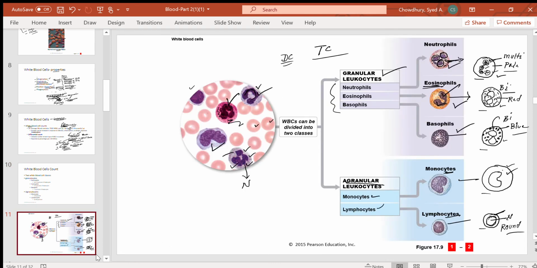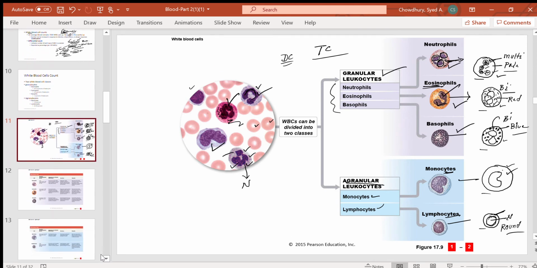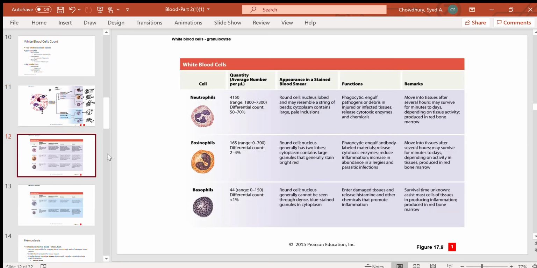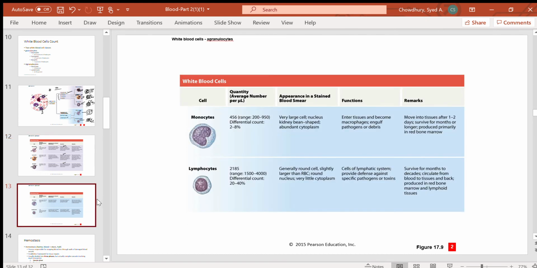So here you go over neutrophil, eosinophil, basophil. You see blue granules, red or orange granules, right? And multiple lobes here. You just go over the functions of these different types of white blood cells. Remember, all white blood cells are responsible for immunity or the defensive function of the body. They destroy the antigens or pathogens, microorganisms. Here, monocyte and lymphocyte.